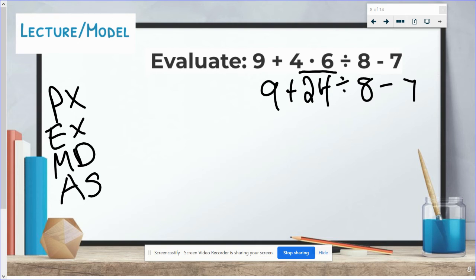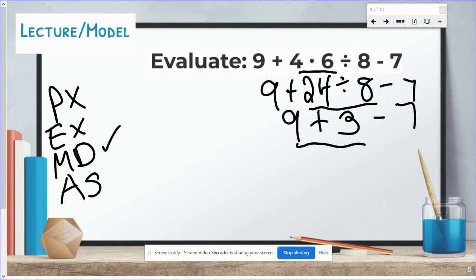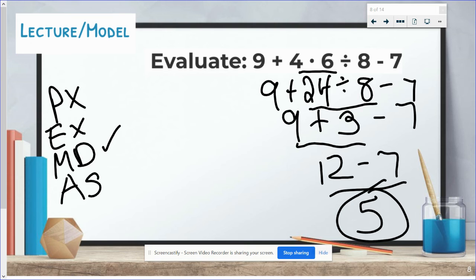Now I still see some division. We're still on the multiplying and dividing step. 24 divided by 8 would be 3. Now I have 9 plus 3 minus 7. So that step is done. Now we have all addition and subtraction, and we're just going to do it in the order that we see it. 9 plus 3 is 12. 12 minus 7 would be 5. So the final value of this expression would be 5.